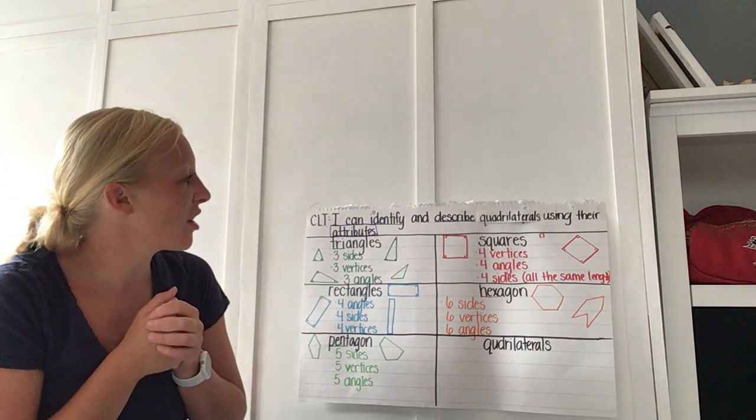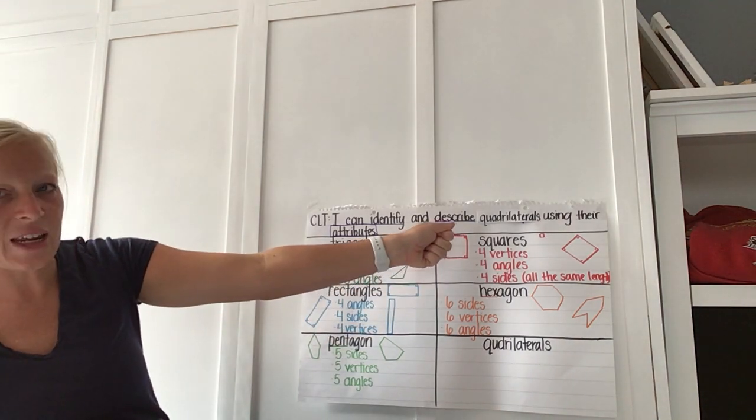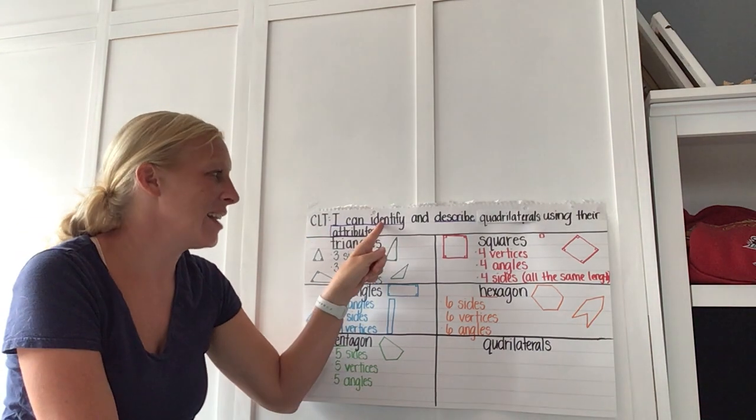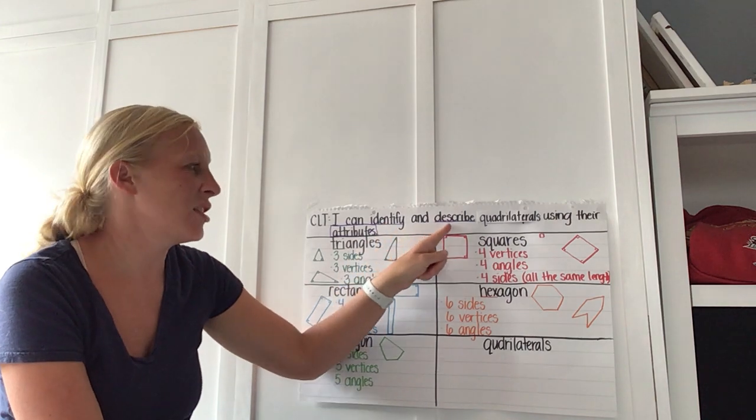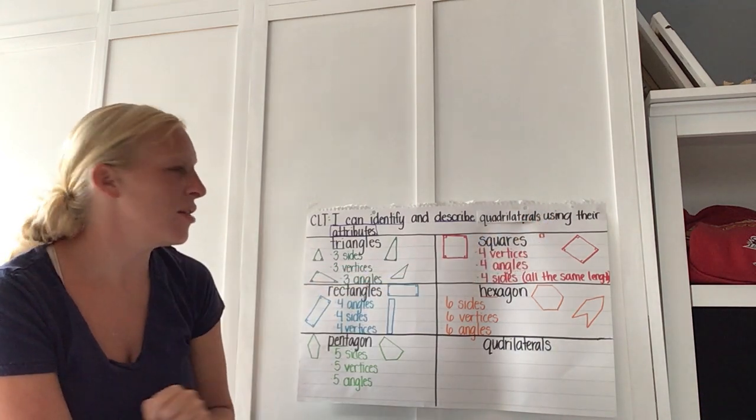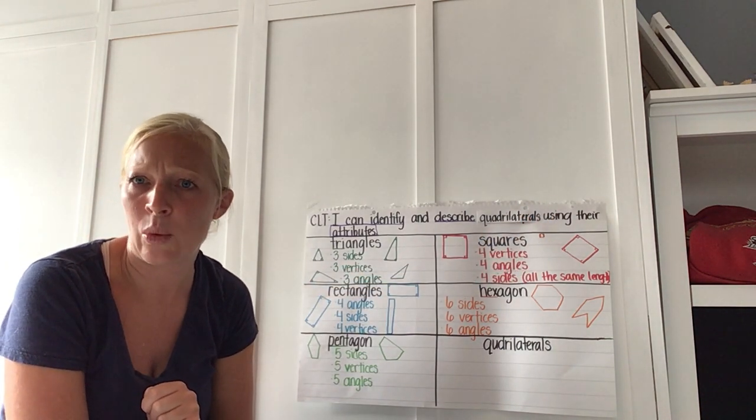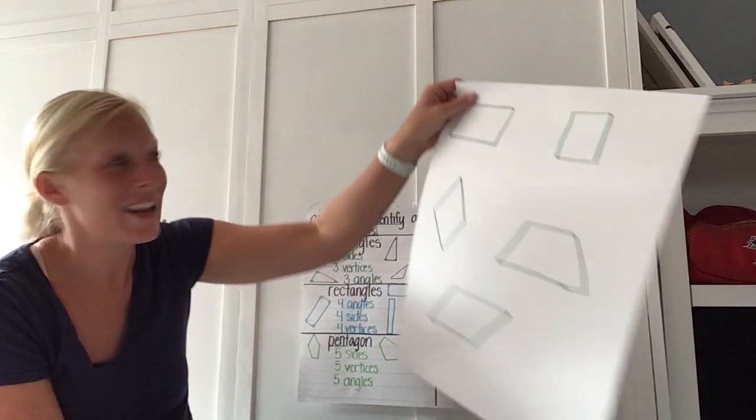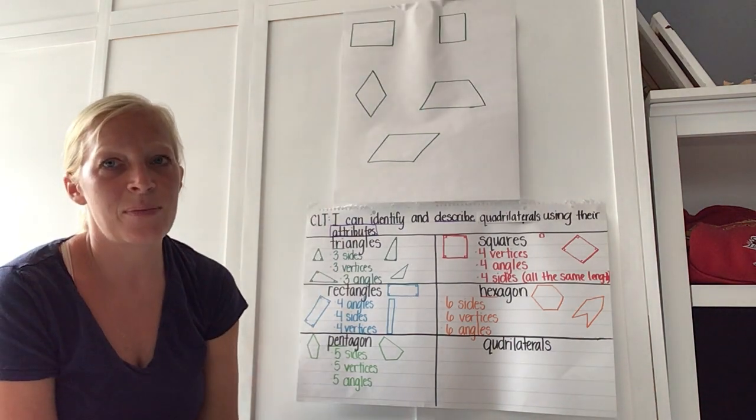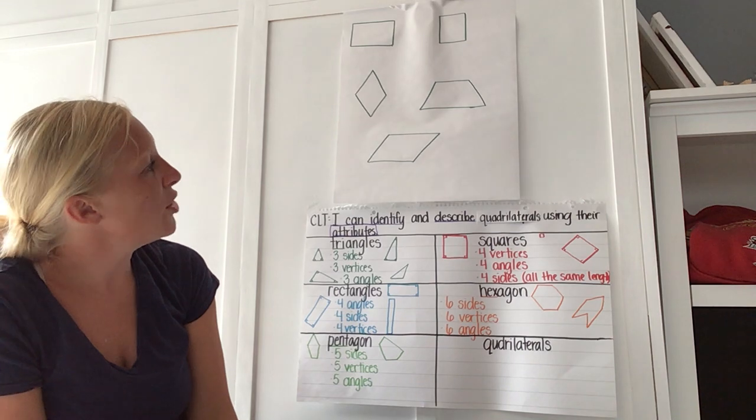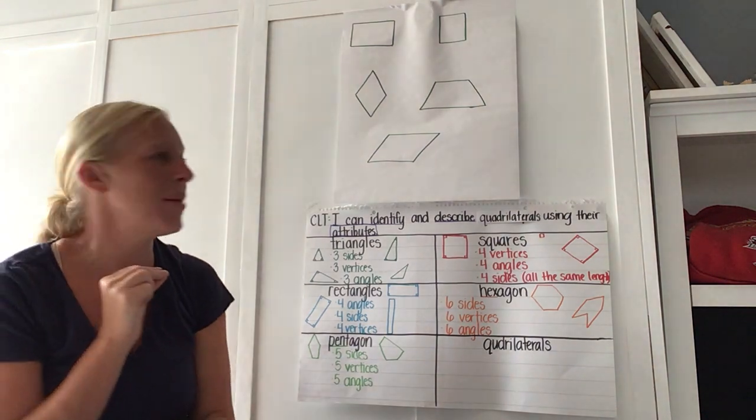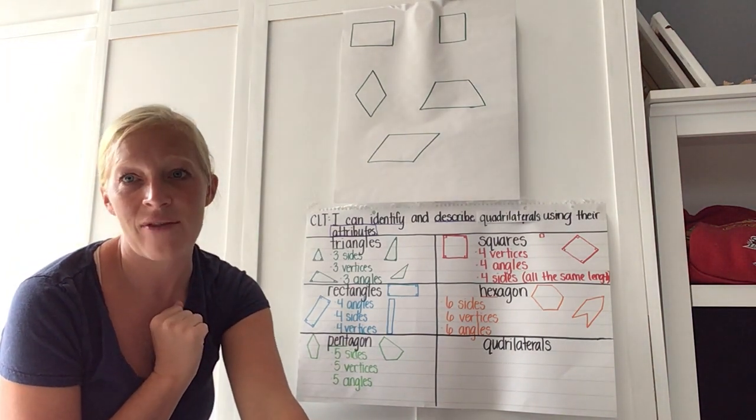Let's go ahead and get our targets ready, and we are going to read our new learning target today. I can identify and describe, tell all about, quadrilaterals using their attributes. What in the world is a quadrilateral? Well, let's find out. What do you notice about all of these shapes? Take a minute. What do every one of these shapes have in common? Put your thumb in front of your tummy when you think you can tell me what they have in common.